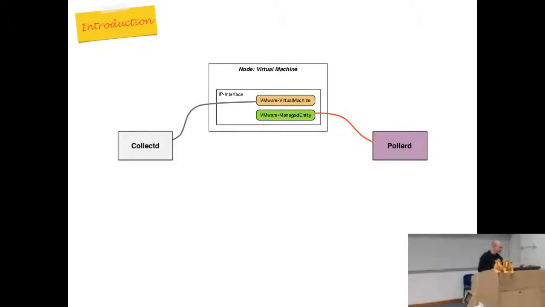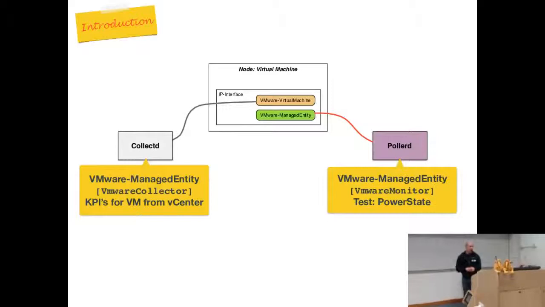to make it more efficient. And what we bound to these two interfaces on the VMware virtual machine: we bound the collectd to get all the performance metrics, and we created a monitor in Pollerd. What the data collector did is just get all KPIs, all performance indicators from the virtual machine provided by the vCenter and create all these RRD files. And the monitor for a virtual machine just tests if the power state is on, and that's everything.